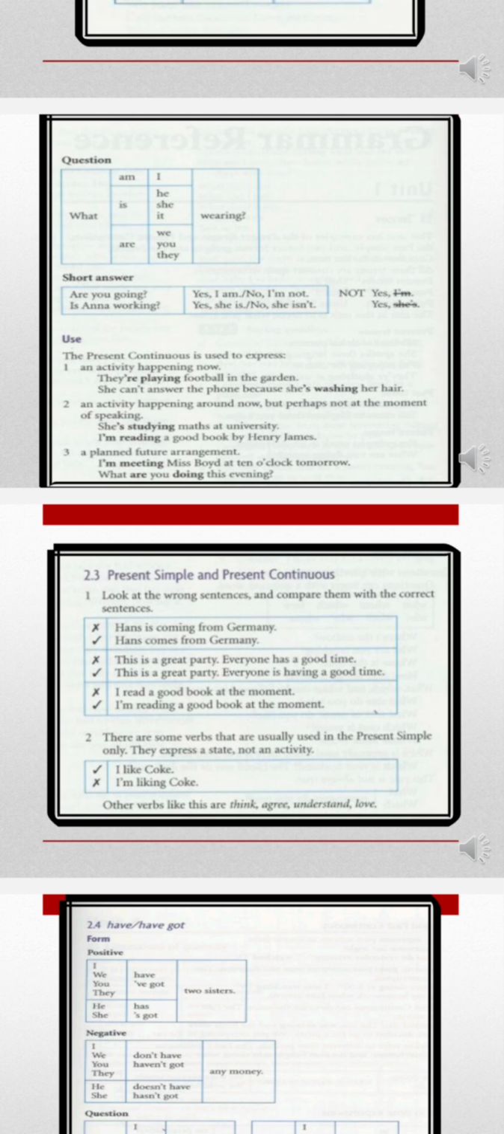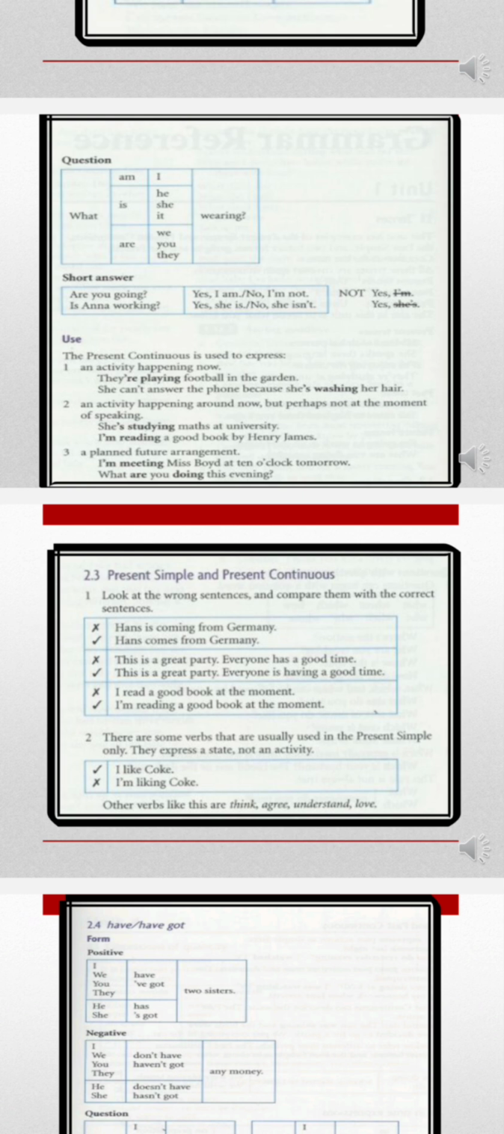Use. The present continuous is used to express number 1, an activity happening now. For example, they are playing football in the garden. She can't answer the phone because she is washing her hair.